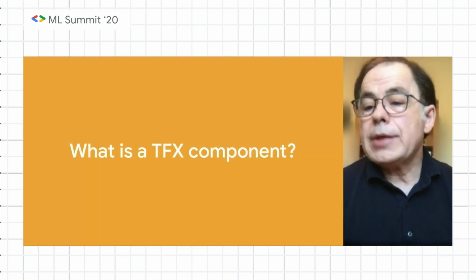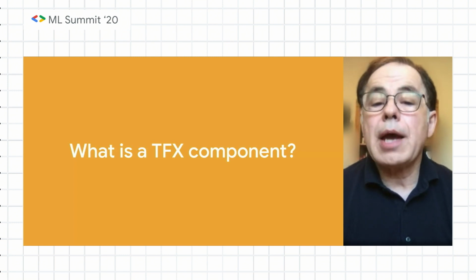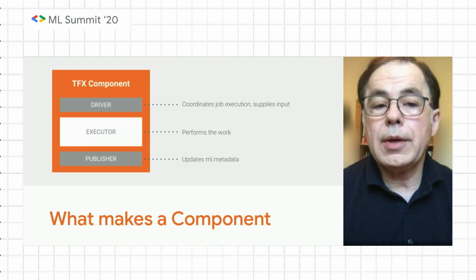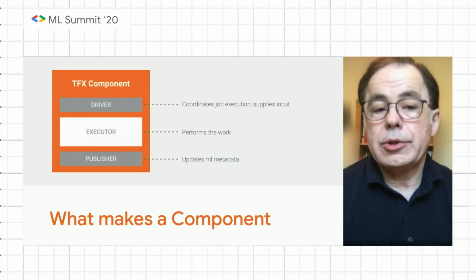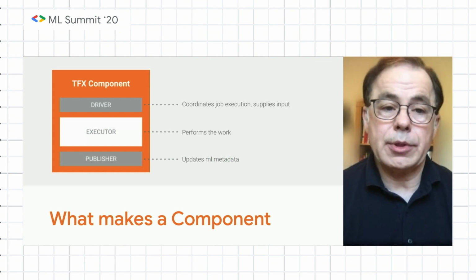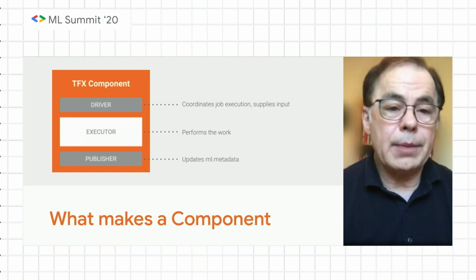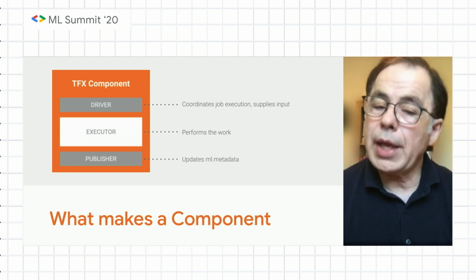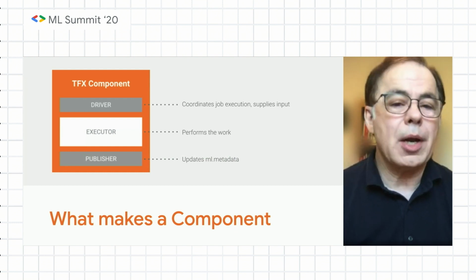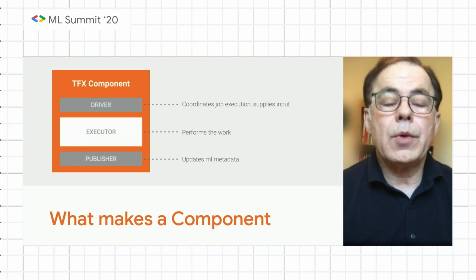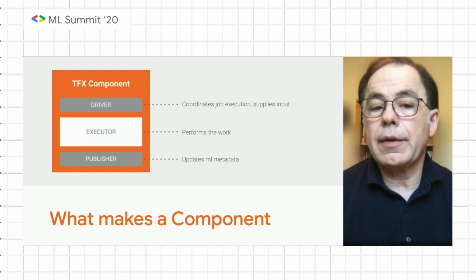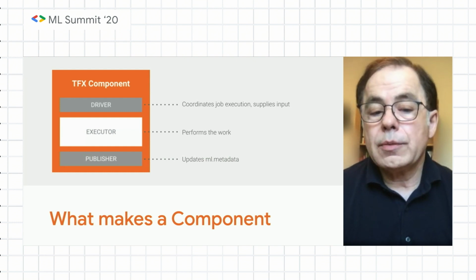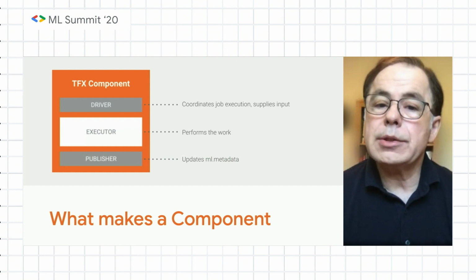So the things that we've been looking at are components. Let's dive into what a component is. A component has three main parts: a driver, an executor, and a publisher. The driver and publisher in gray here are largely boilerplate code. You can change them. Chances are you probably won't. Most of what you're going to work with is in the executor. That's where you're going to create your custom components. And we'll go into some detail about different ways to do that.